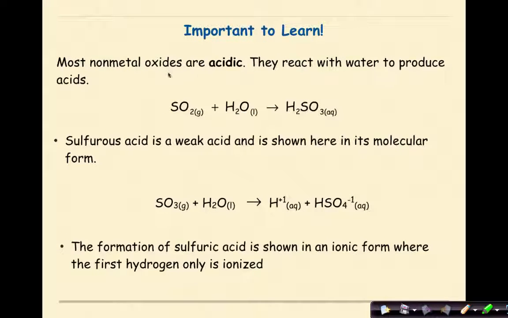Most nonmetal oxides are acidic. They react with water to produce acids. So here we have sulfur dioxide reacting with water to form sulfurous acid. Sulfurous acid is a weak acid and is shown here in its molecular form. Sulfur trioxide reacting with water will form hydrogen ions and hydrogen sulfate. The formation of sulfuric acid is shown in an ionic form where the first hydrogen is the only ionized ion.